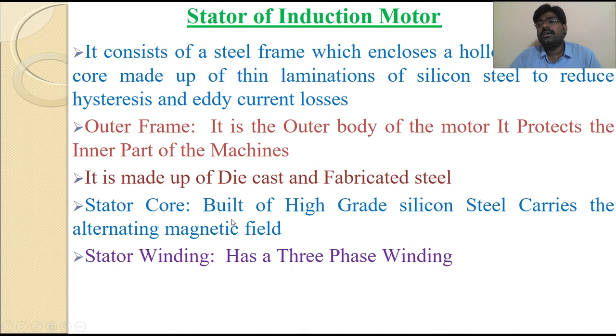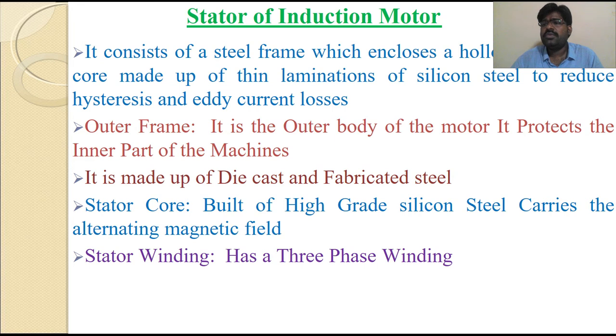Then, as I already told you, the construction of the induction motor is classified mainly into two types, stator and rotor. These are the two important parts of the induction motor. What is the stator and what is the rotor? That we'll see. Stator of an induction motor. The stator consists of a steel frame which encloses a hollow cylindrical core made up of thin laminations of silicon steel to reduce the hysteresis and eddy current losses. So the stator is made up of silicon steel laminations.